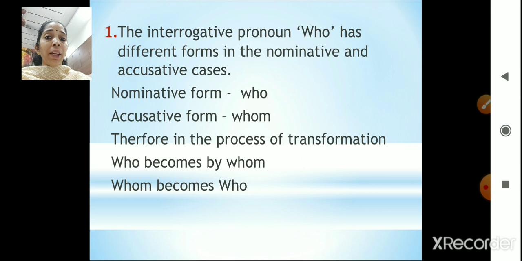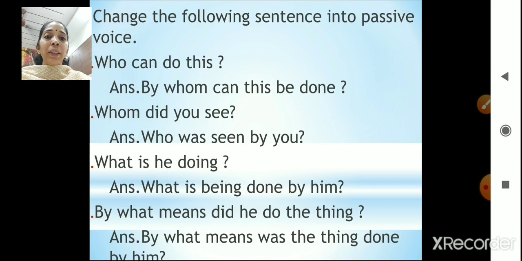And when whom is given, then when there is a change of voice, whom becomes who. All right. So let's see a few examples here.